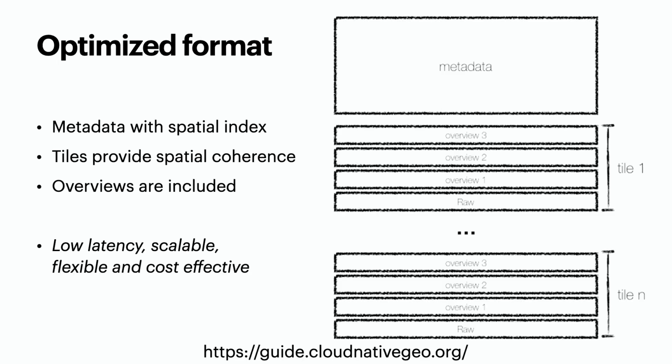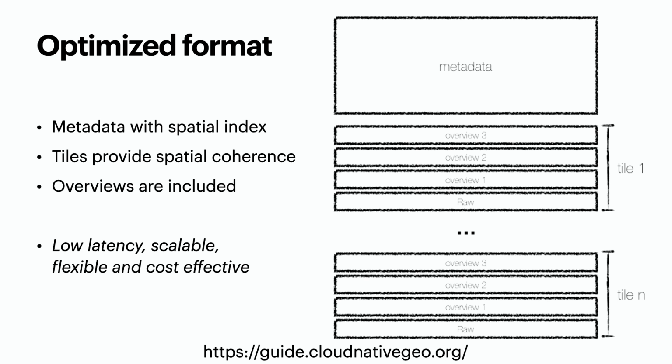And with these questions answered, we basically can define what a cloud-optimized file format would look like. And that enables low latency. It enables operating at scale, because you could parallelize many of these requests. It's quite flexible, and it should be the most cost-effective solution when data is stored in the cloud. So we need metadata with spatial index, some tiling or chunking for spatial coherence, and we can include some overviews.